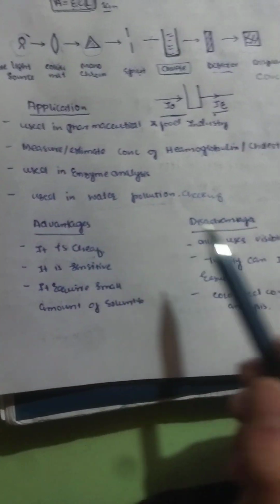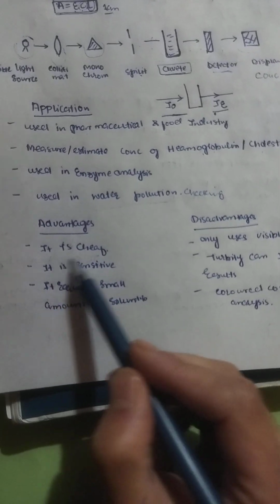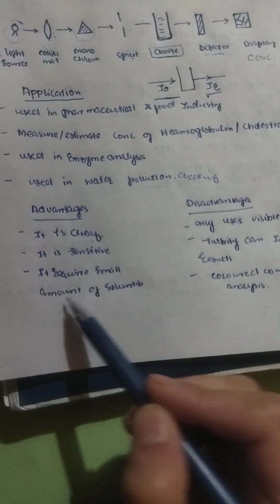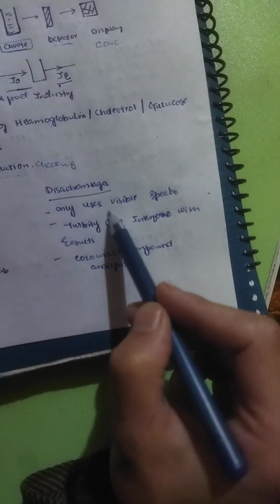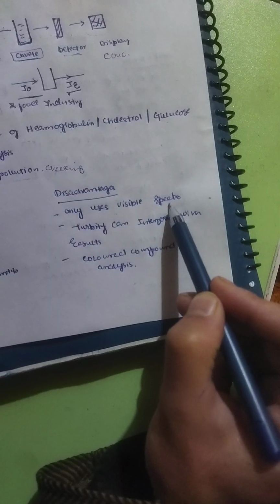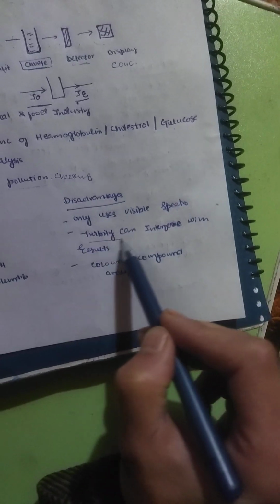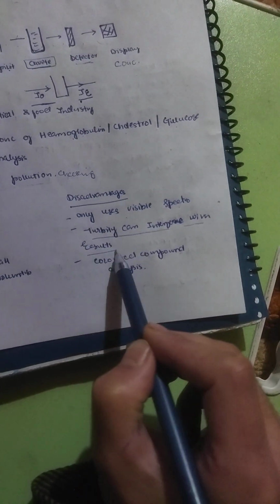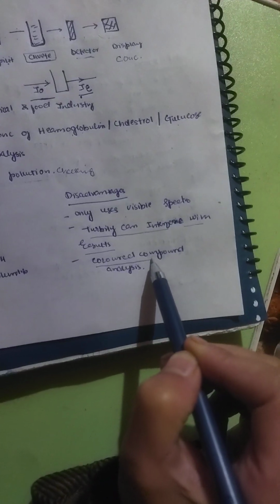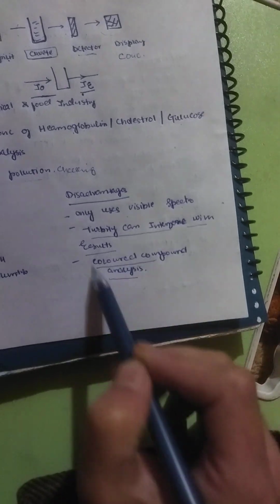Here we have the advantages. The advantage is that it is cheap, it is sensitive, and it requires only a small amount of the substance. It only uses the visible spectrum, that is an advantage. Turbidity can interfere with the results. Colored compounds only are analyzed here.